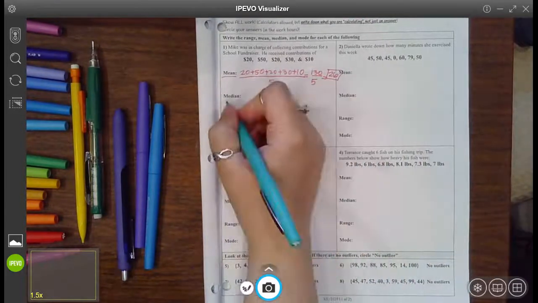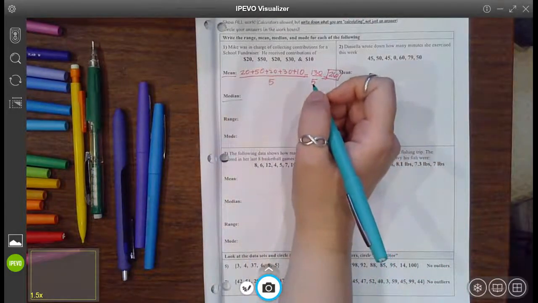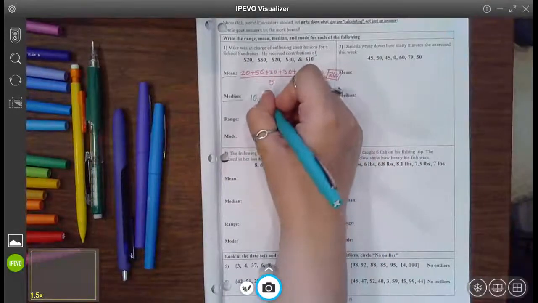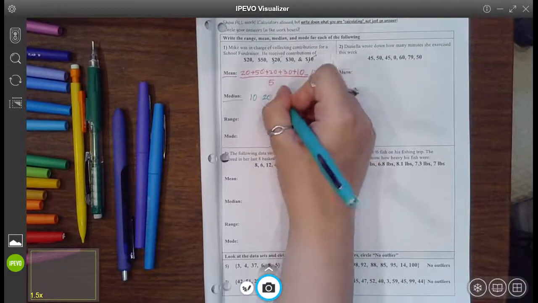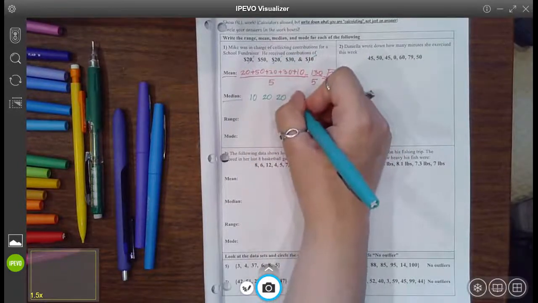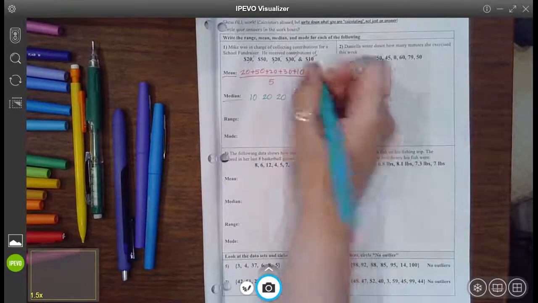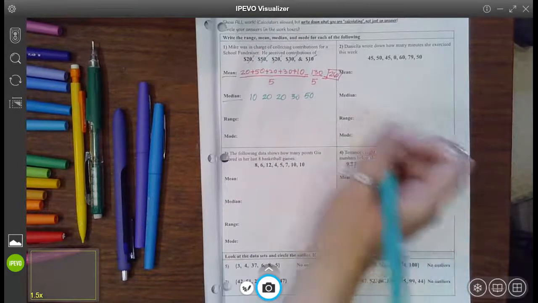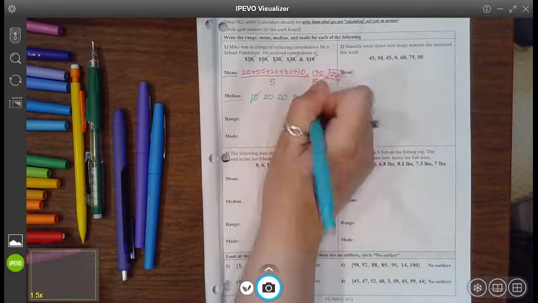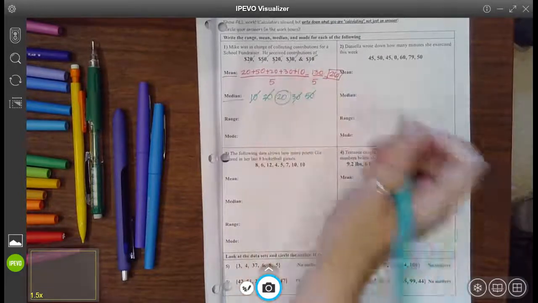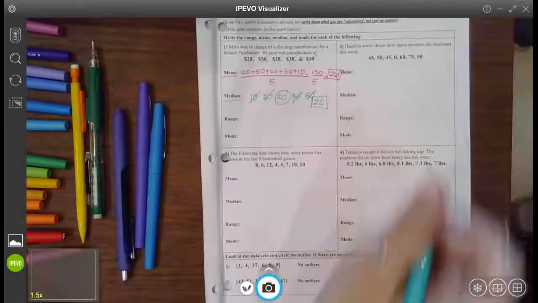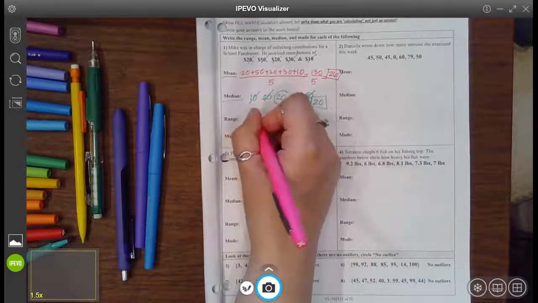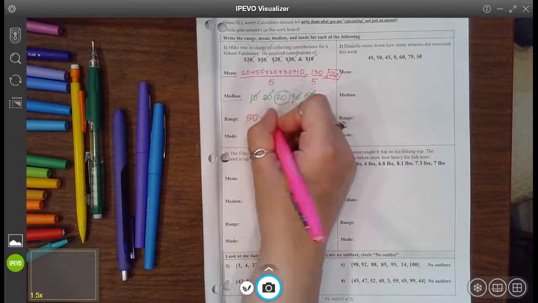Okay, your median, we need to put them in order from least to greatest. So 10 is the smallest, then 20, then another 20, then 30, and then 50. Okay, and there should be 5 numbers, right? 1, 2, 3, 4, 5. Perfect, we got them all. So cross off till you get to the middle. So first, last, first, last. There we go, there's your middle number. Your median is 20.